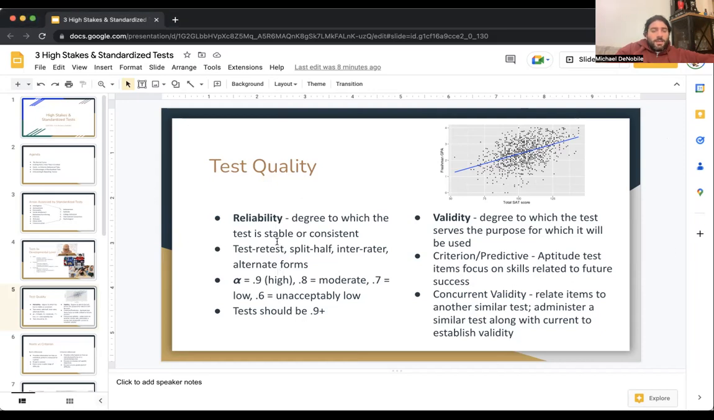So different types of reliability tests include a test-retest, a split-half, an inter-rater, and alternate forms. I'm going to talk about different examples of those in a second. The reliability symbol is the alpha symbol, and we want alpha, or reliability, to equal 0.9 or higher. That says that there is a high or strong reliability within that test. The further you go down, 0.8 is moderate, 0.7 is low, 0.6 is unacceptably low, 0.5 is horrible in terms of reliability. We want our tests to be 0.9 or higher.